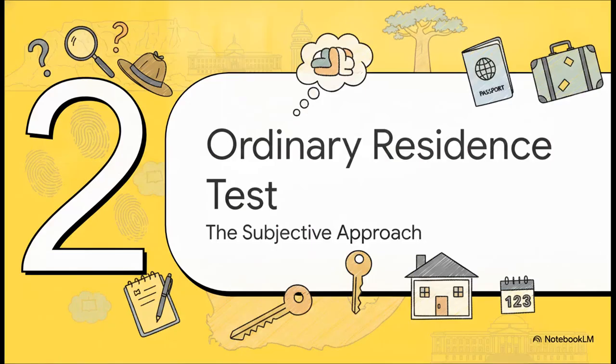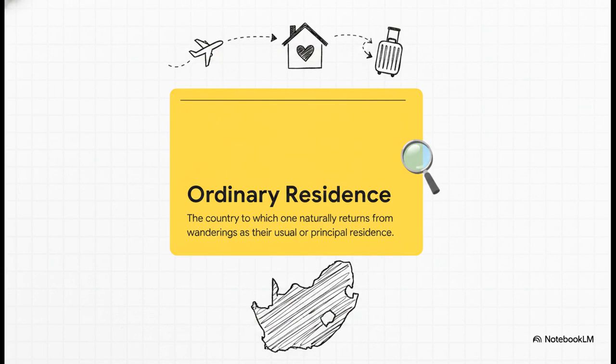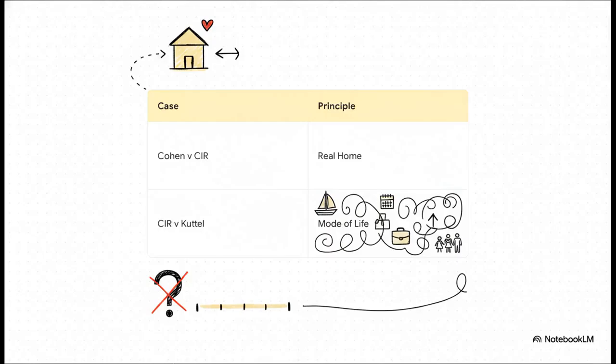Moving on to Section 2, the ordinary residence test, which is the subjective approach. Now, this is the very first hurdle in our decision tree, and it's where you basically get to act as a legal detective. The tricky part? The Income Tax Act doesn't actually define the term ordinarily resident. Instead, we have to lean on historical case law to figure out a taxpayer's true subjective intentions. We're really looking for the place they consider their true home, the base they naturally return to after their travels or overseas work gigs.